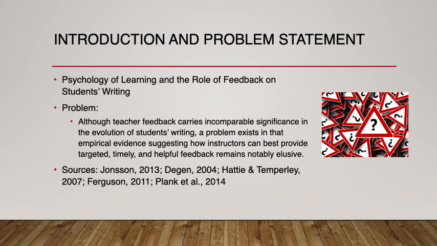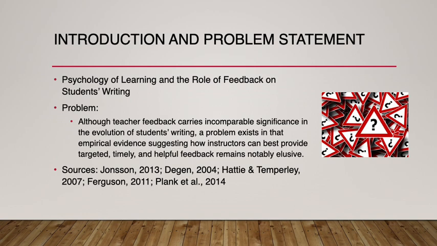According to Michael Deegan, students learn to write effectively when teachers require students to revise written work after thoroughly instructing them in the revision process. Although teacher feedback carries incomparable significance in the evolution of students' writing, a problem exists in that empirical evidence suggesting how instructors can best provide targeted, timely, and helpful feedback remains notably elusive. And this was particularly founded in Hattie and Temperley 2007.